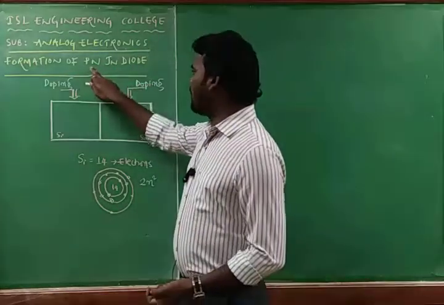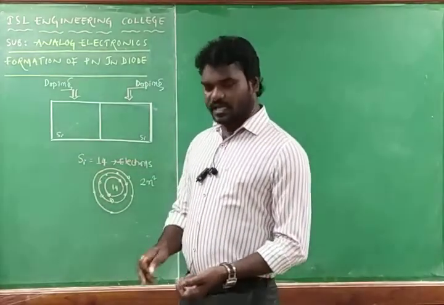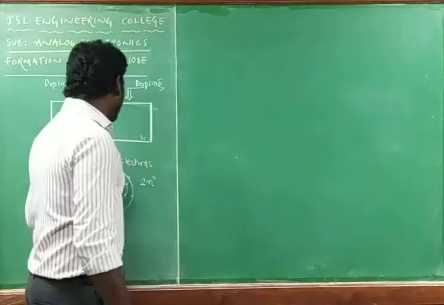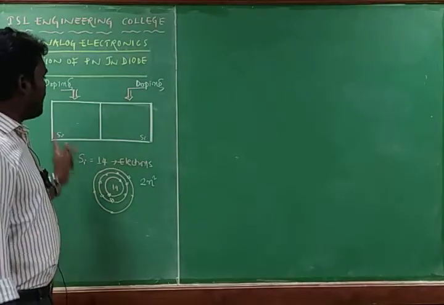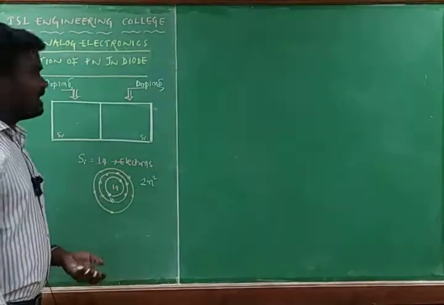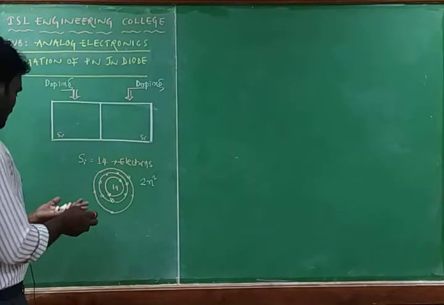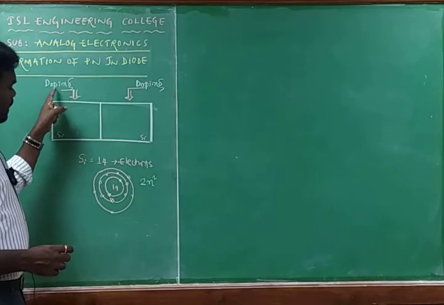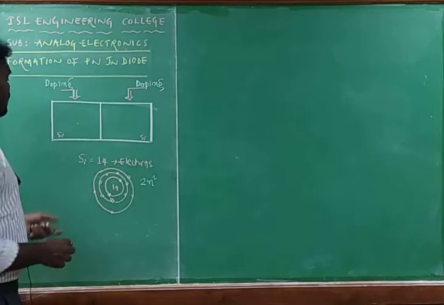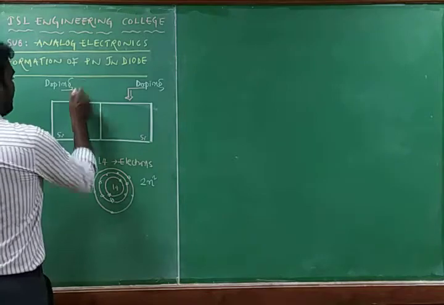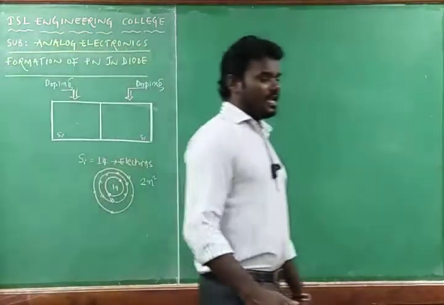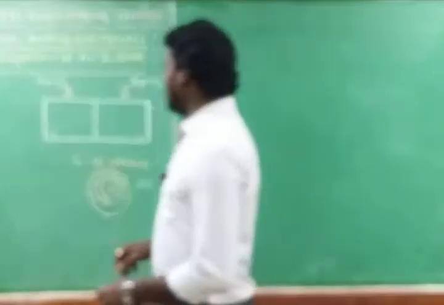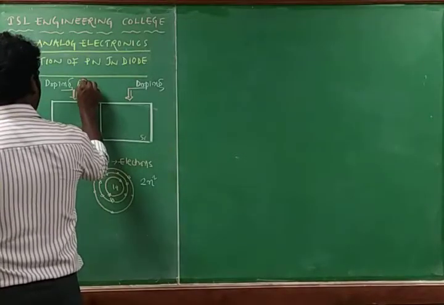A P-N junction diode. P-N junction means the first material must be P and the next material must be N. So in the first half we are going to form the P-type semiconductor, and in the second half we are going to form the N-type semiconductor. In the process of adding impurities to the pure semiconductor, the elements we add to the first half of the silicon are trivalent elements.